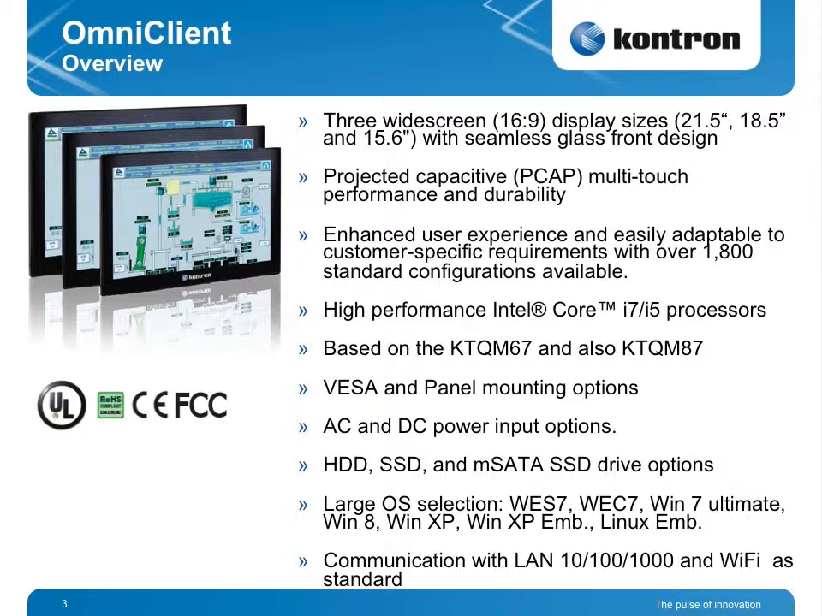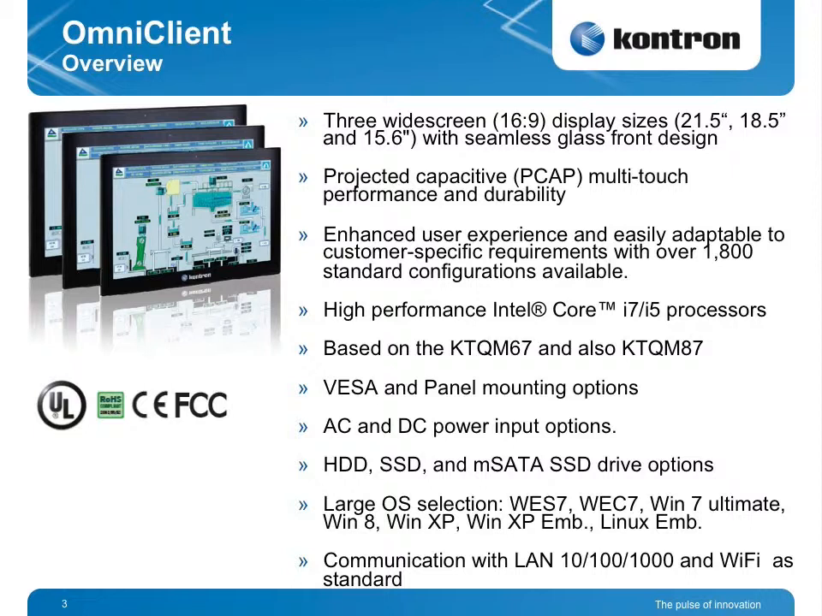The OmniClient, as an overview, comes in three screen sizes. They're all widescreen with a 16:9 aspect ratio. The display sizes are 21.5, 18.5, and 15.6 inches, and they're all PCAP, which is projected capacitive, which gives it enhanced sensitivity and enhanced resolution. The legacy units used to be resistive touch, and resistive touch tends to be fading out across the industry. So Kontron, to drive the industry, is adopting PCAP across most of its products.